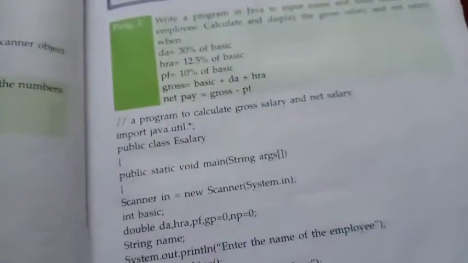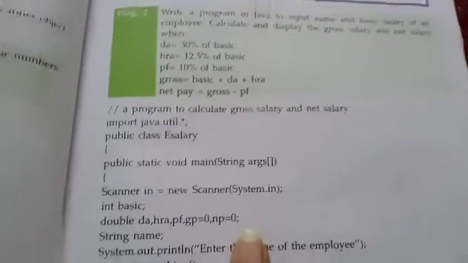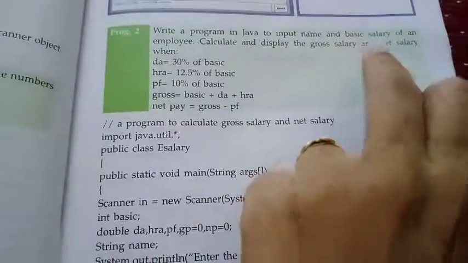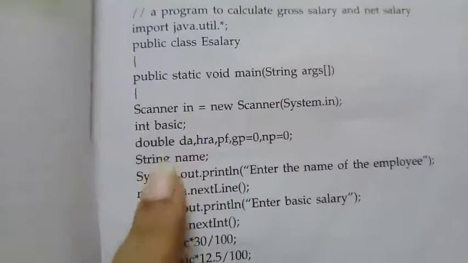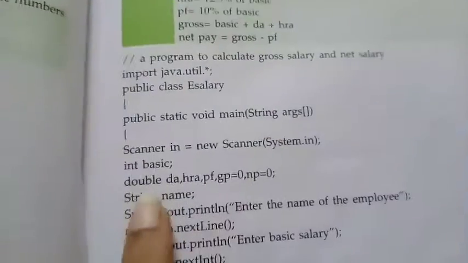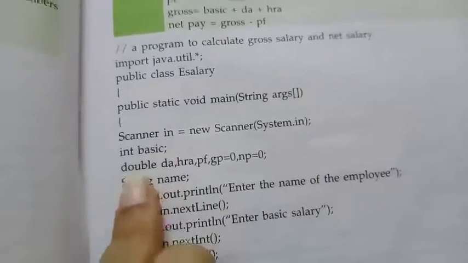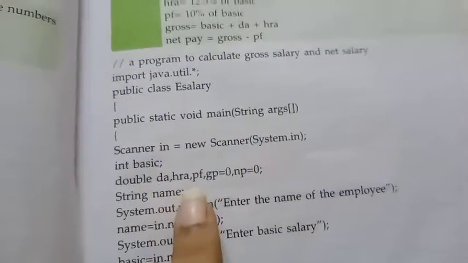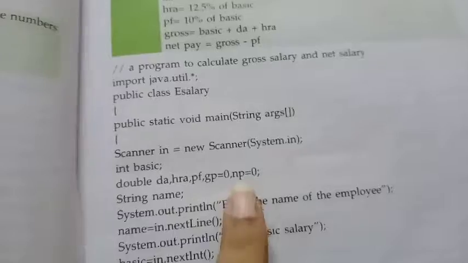So the salary he is going to enter is your basic. Calculate and display the gross salary and the net salary. We are going to calculate it, and we are going to get the basic salary from the user. So this is for you to get the input. Then as we are calculating this, we will be getting fraction numbers, that is, with the point. So we are using double. So we are declaring the other things we are going to calculate here as double. So first DA, HRA, PF, gross pay and the net pay. Gross pay they have given as GP, net pay as NP.